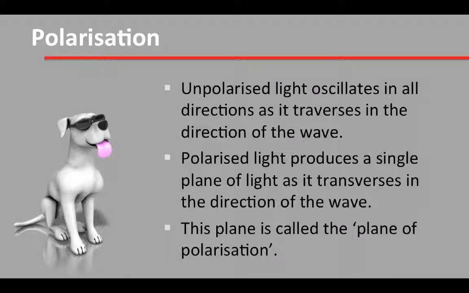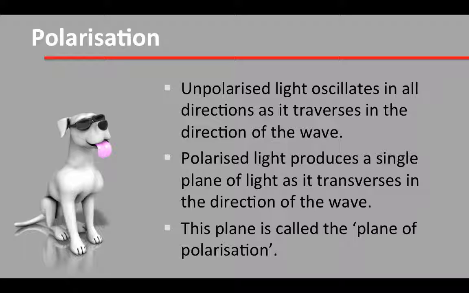Okay, now the last topic for this lecture is polarization. And polarization is a very complex concept, but I'll do my best to try to simplify it for you and to put it into some practical and applied ways for you so that you can use it in your photography. Now, first of all, let's just look at these 3 concepts and I'll unpack them with some diagrams. So unpolarized light oscillates in all directions as it traverses in the direction of the wave. It's very wordy, but I'll show you in a diagram.